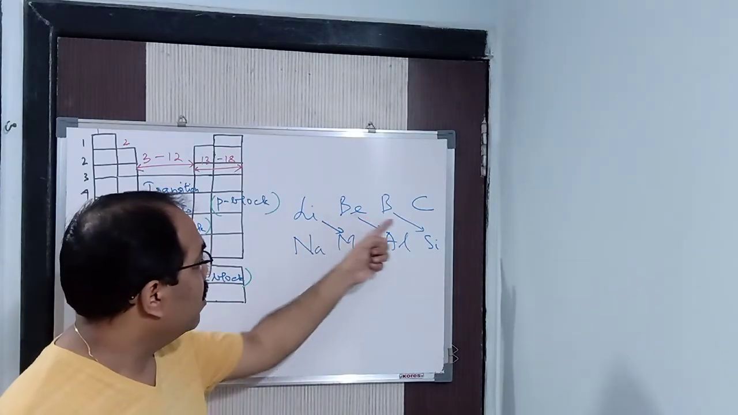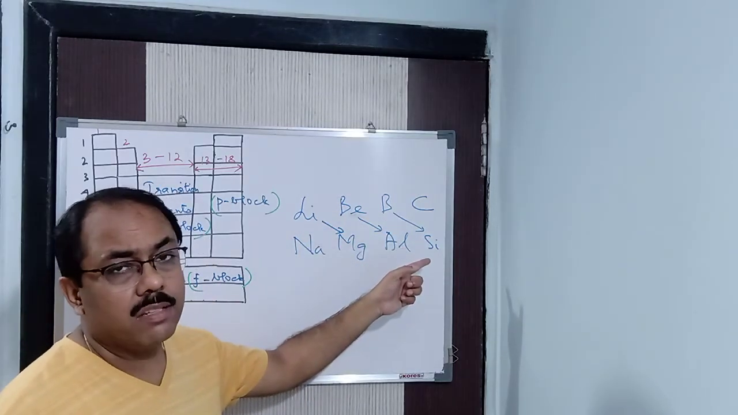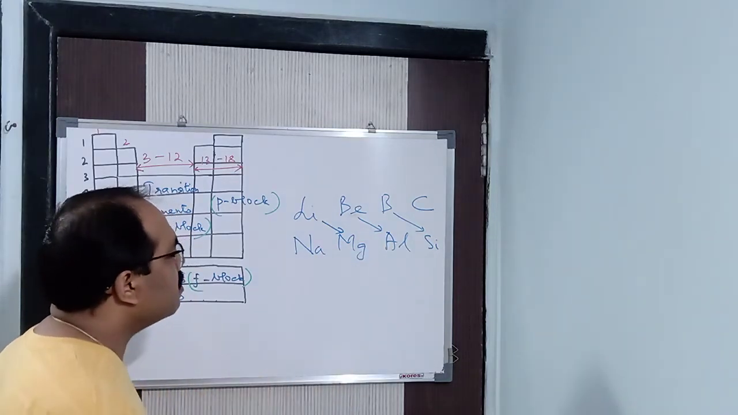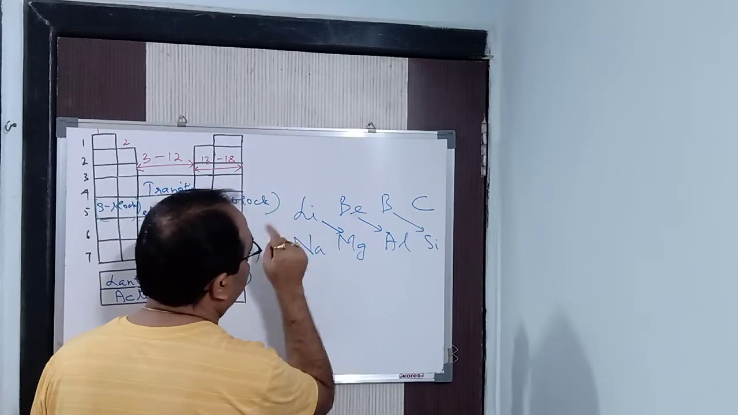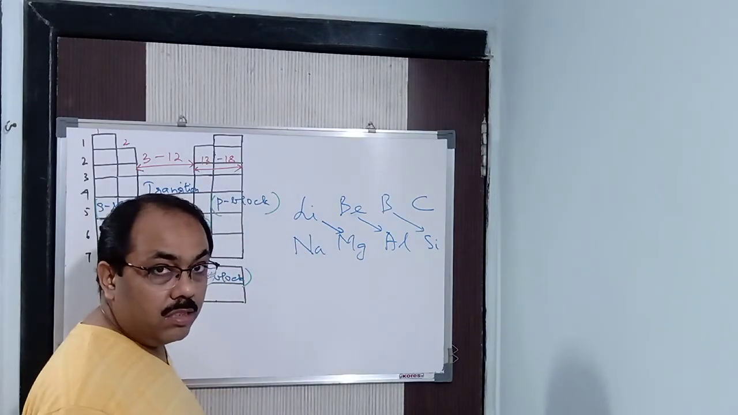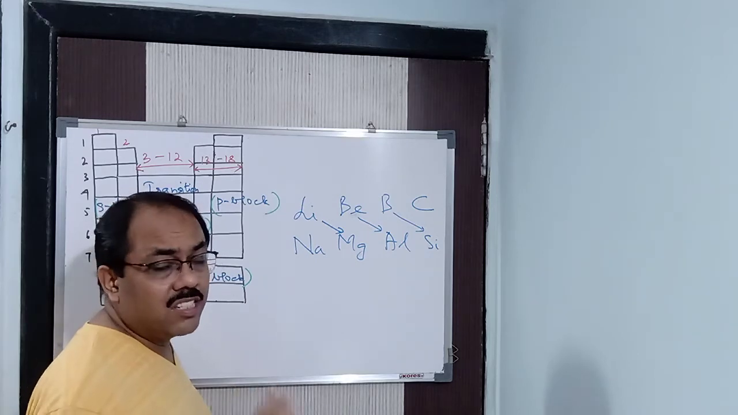So, these elements are called bridge elements, and the relationship is known as diagonal relationship. Some of the properties are similar. For example, lithium oxide, even if it's an ionic compound, is not soluble in water. It does not conduct electricity. It is not an electrolyte.